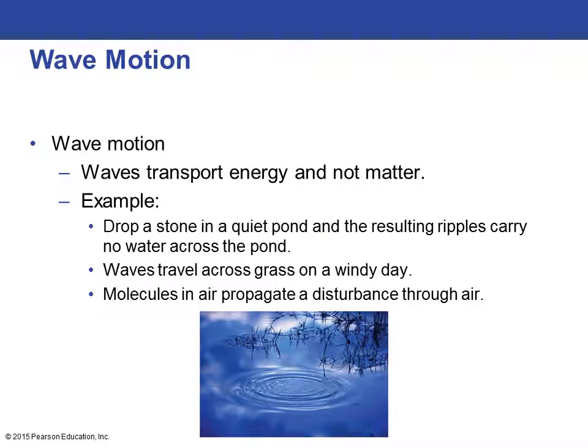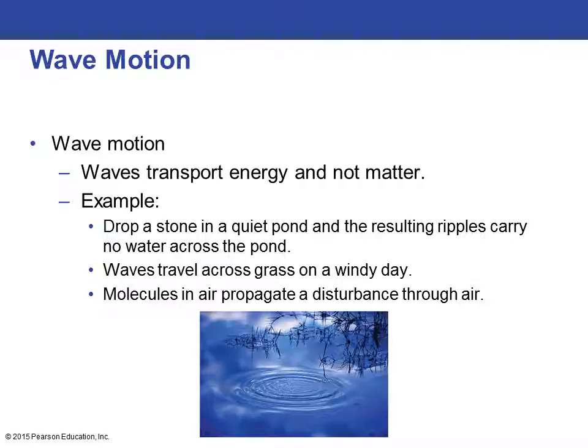Next, let's look at wave motion. So waves transport energy and not matter. Matter is just all the stuff around you, and waves aren't moving matter, they're moving energy. An example is if you drop a stone into a quiet pond, the resulting ripples don't carry water across the pond, they just move the water in an up and down or wave-like motion. Waves traveling across grass on a windy day are not actually moving grass. The grass might blow back and forth, but it's not actually going anywhere. But the energy of that wind is moving through the grass.